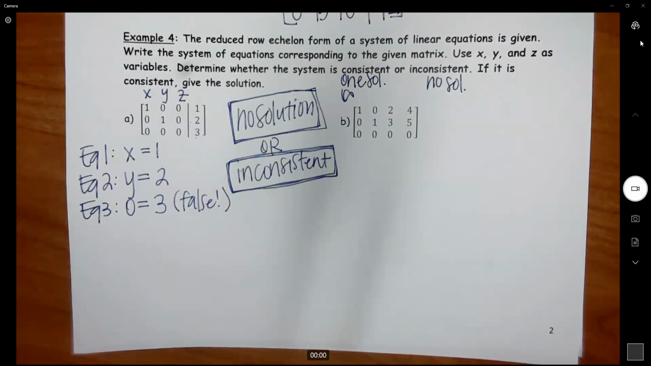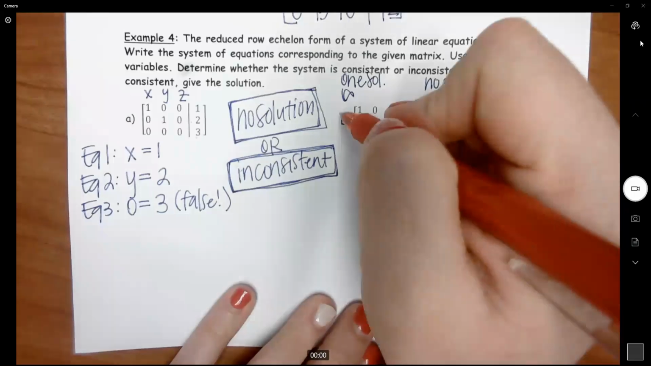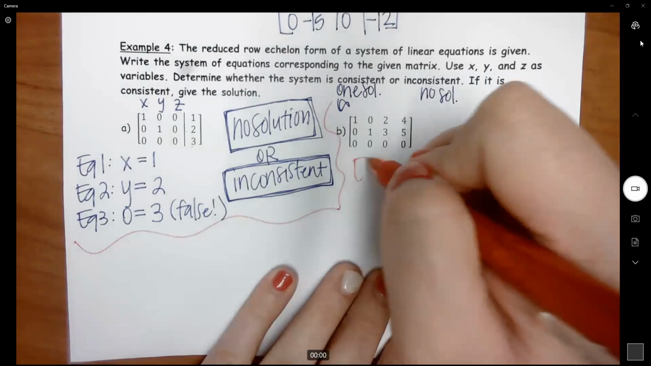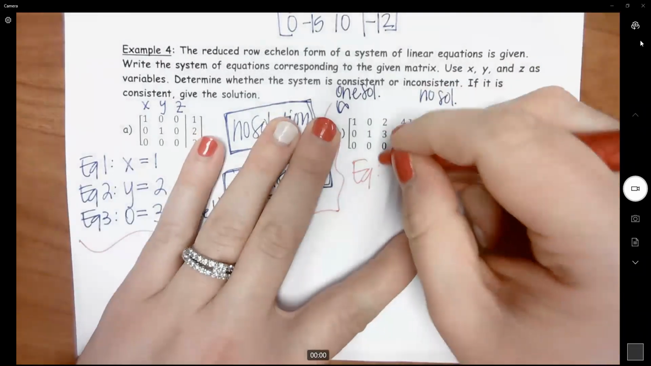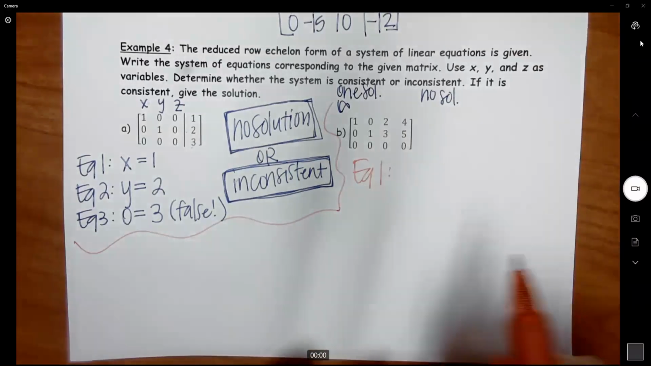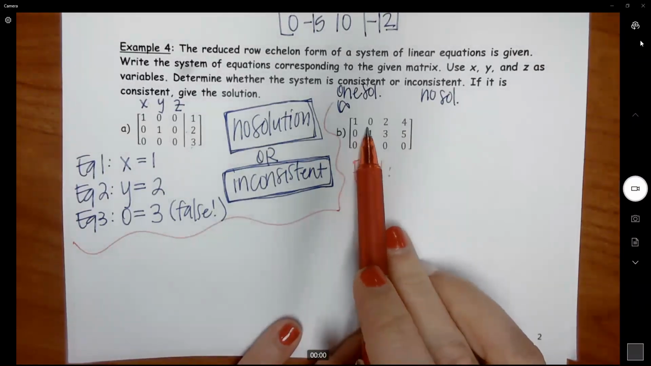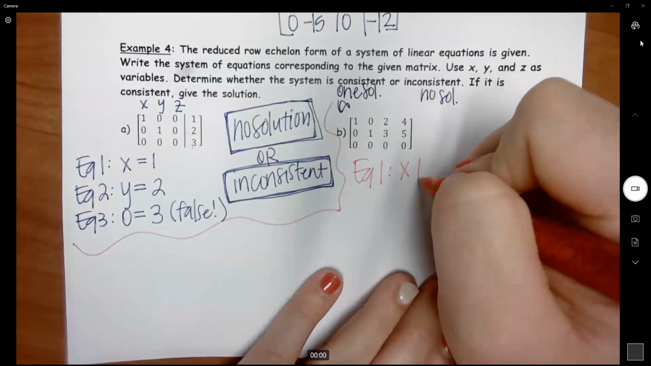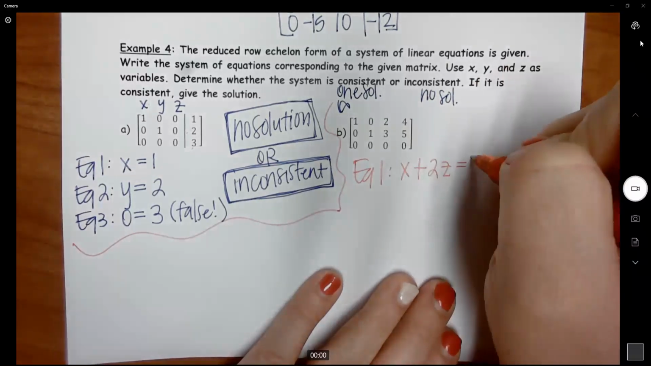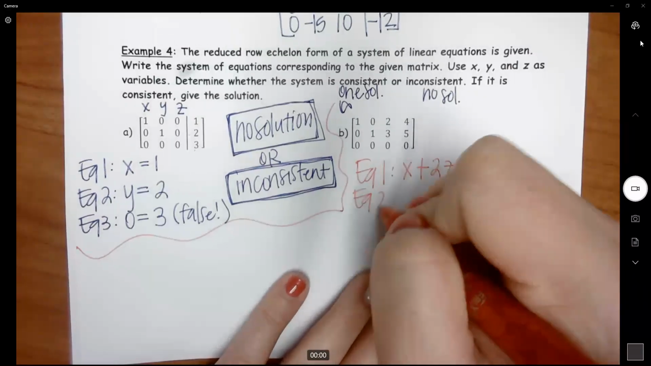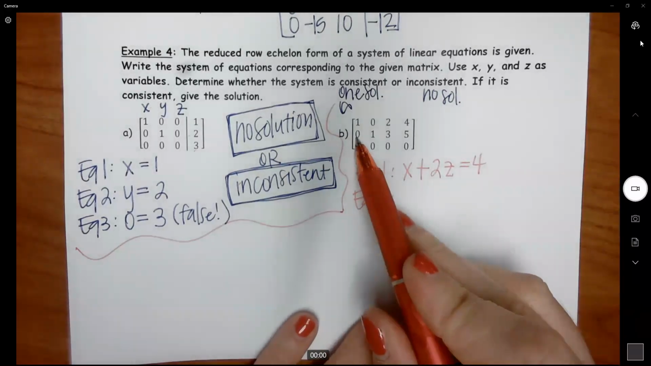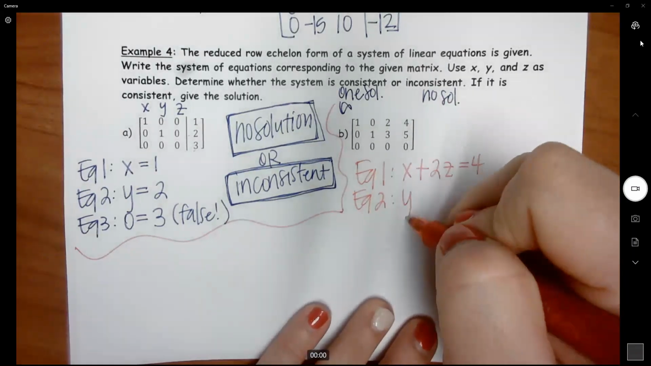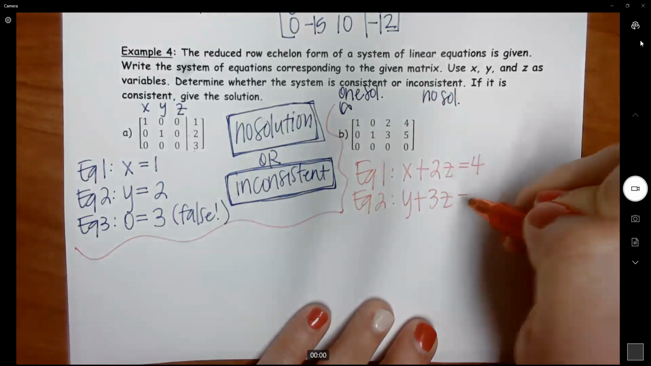Okay, so on B, we're going to start by doing the exact same thing. My equation 1. We have 1x plus 0y plus 2z equals 4. So that is x plus 2z equals 4. Equation 2 is 0x plus 1y plus 3z equals 5. So that is y plus 3z equals 5.